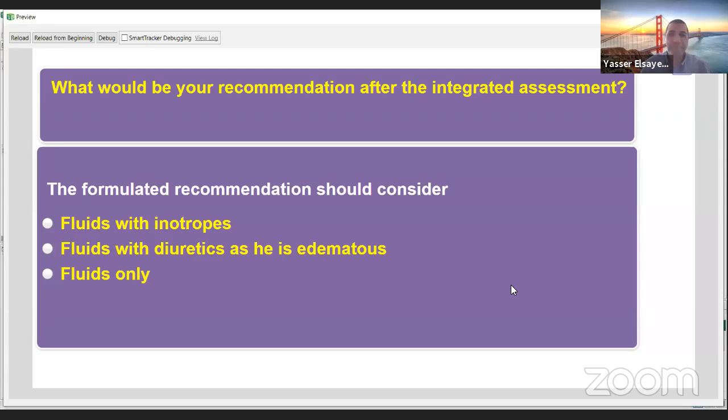Okay? Yeah, sounds good. So I have the second question now. What would be your recommendation after the integrated assessment? I think it's easy now, so select one of the answers. It was the second question that I think you tried to answer. I will poll again. Please answer number 2, even if you answered before. Only number 2, not number 1.